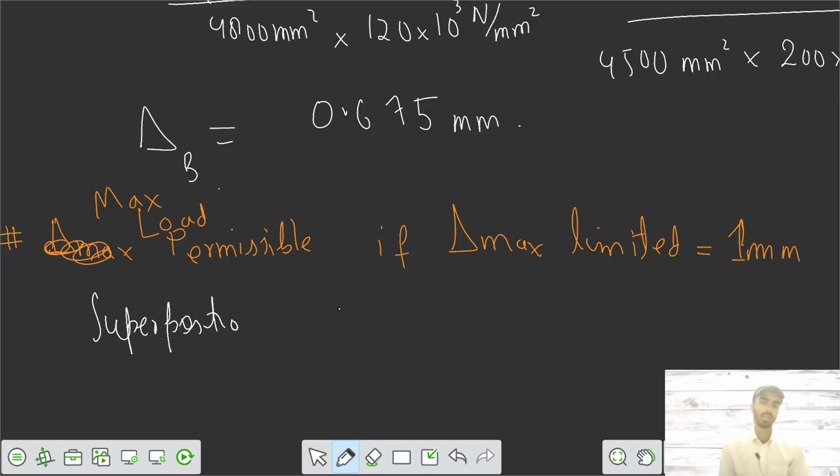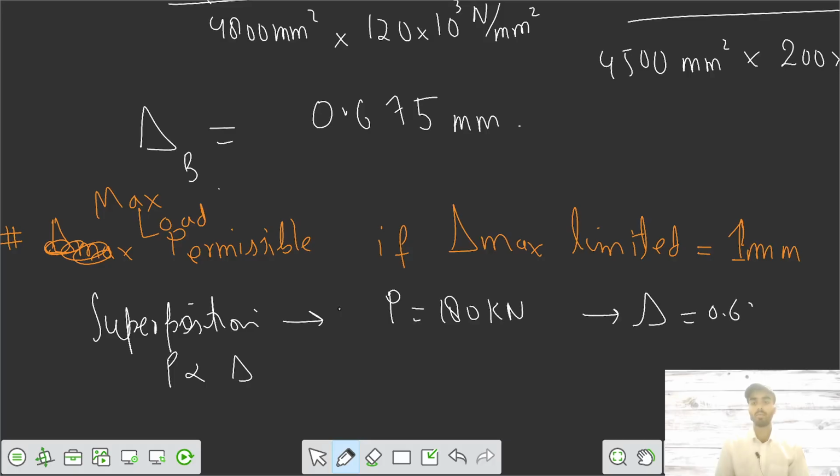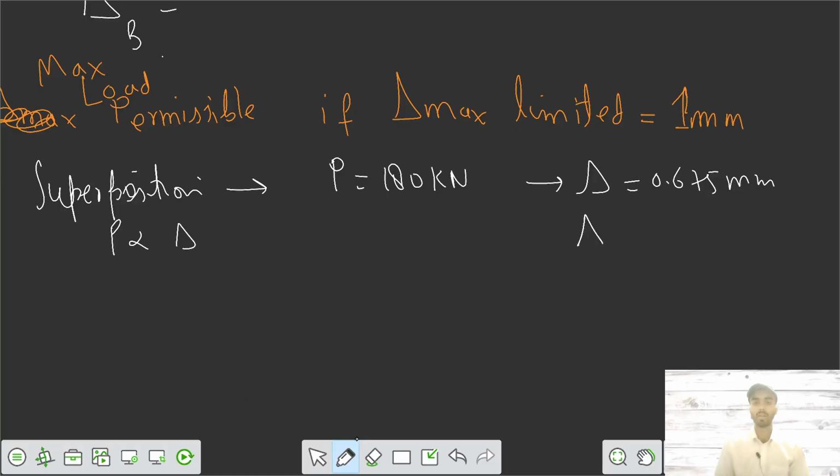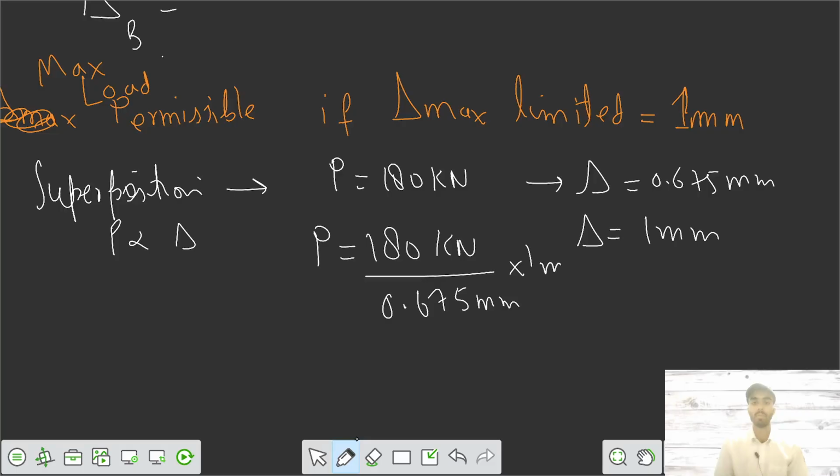Can we use superposition here? You can say P and delta are linearly related. We can say for P equals 180 kilonewton, your deflection was 0.675 mm, and for deflection to be 1 mm, your load has to be equal to 180 kilonewton per 0.675 mm into 1 mm. That comes out to be 266.67 kilonewton.